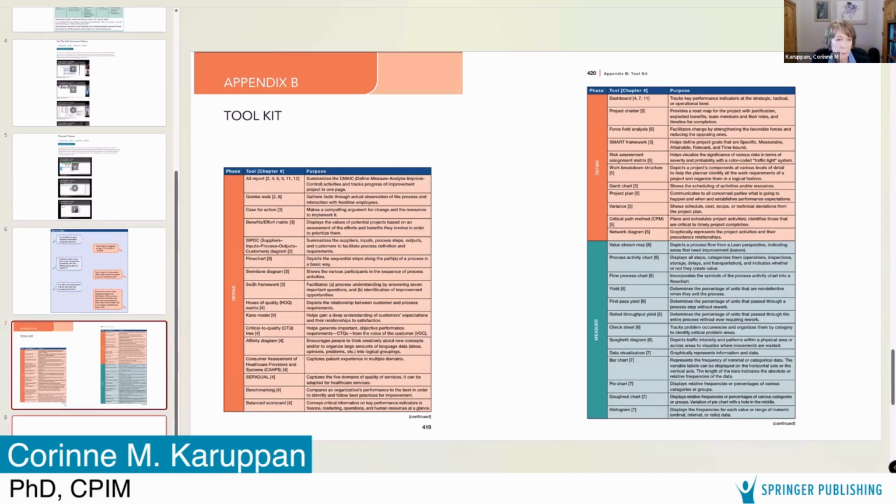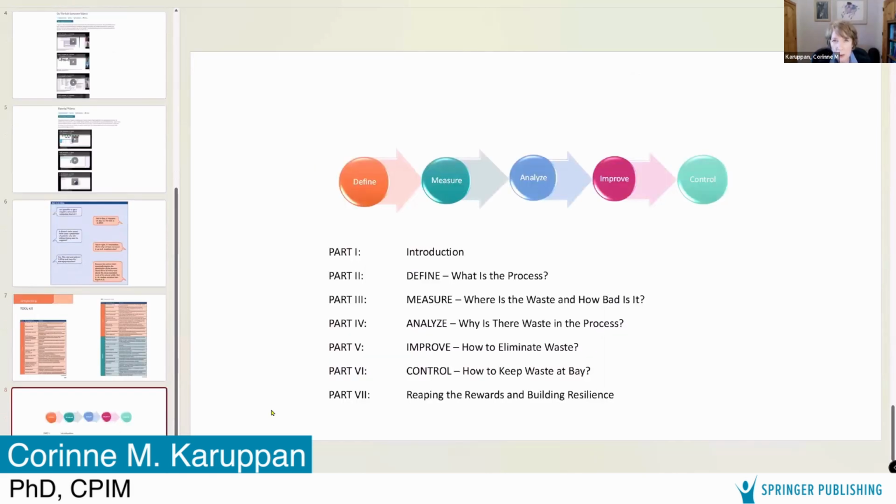How is the book organized? The book includes 7 sections. In the first section, we present value-based healthcare and provide an overview of Lean Six Sigma in general. Then we follow with the DMAIC framework: define what is the process, measure where is the waste and how bad is it, analyze why is there waste in the process, improve how to eliminate the waste, and control how to keep waste at bay. We conclude with a section on getting the rewards for excellent quality and actually transitioning into the next phase, which is becoming a highly reliable organization.